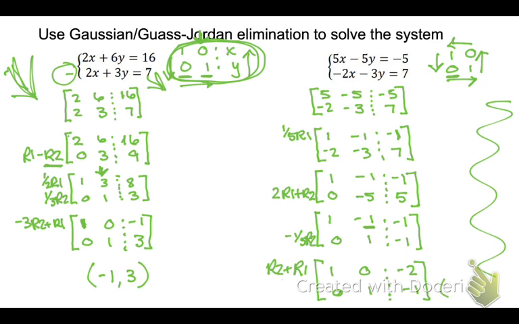No. So my answer is -2, -1. And I could check it by plugging it back into the original, right? So -2, -1, so that'd be 4 plus 3 is 7. -10 plus 5 would be -5, correct? Yes. Yep.